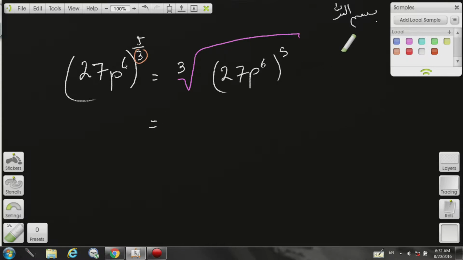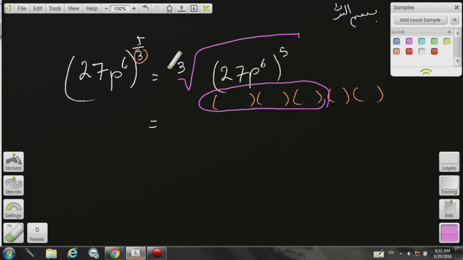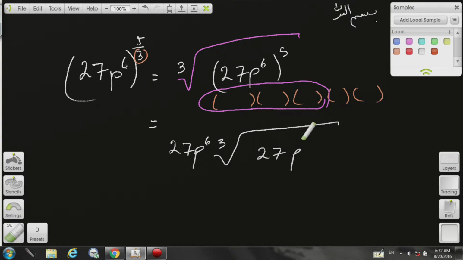All right. Now you can see there are 5 of these: 2, 3, 4, 5, right? Because all of them have 27p to the 6th. Okay. So since this is a third root, I can take 3 of them out over here as 1. So this will become 27p to the 6th and the third root of 27p to the 6th, and there'll be 2 of them left there.